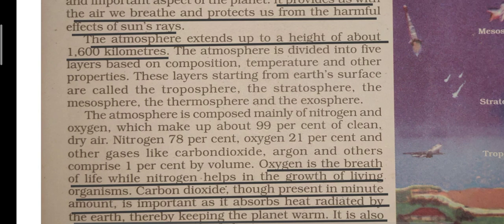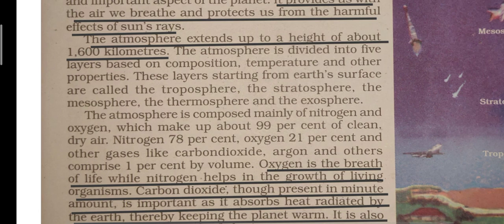Then the atmosphere is mainly composed of nitrogen and oxygen, which makes up about 99% of clean dry air. Nitrogen 78%, oxygen 21% and other gases like carbon dioxide, argon and others comprise 1% by volume. So children, atmosphere is mainly composed of two gases, nitrogen and oxygen. And these two gases make up about 99% of the clean and dry air. So nitrogen children is 78% and oxygen is 21%. So if we add 78 and 21, the answer is 99.